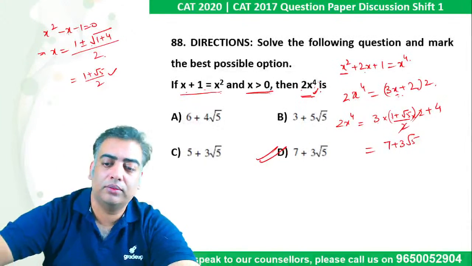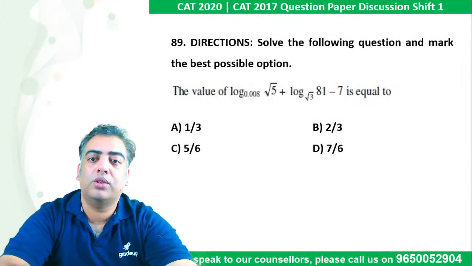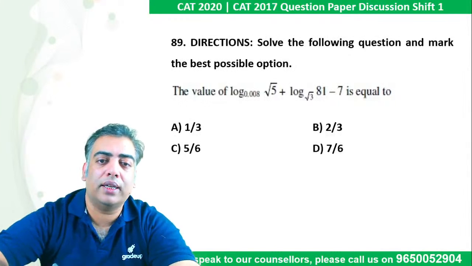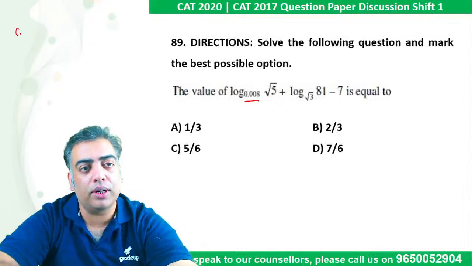So another very easy question. So this is again quite interesting. Here the base is 0.008. Many a student struggle to convert this particular base to 5. So please keep in mind this is equivalent to 8 upon 1000.